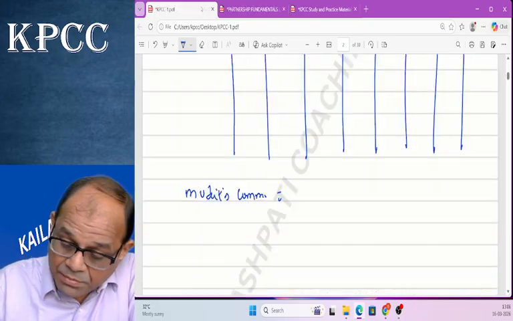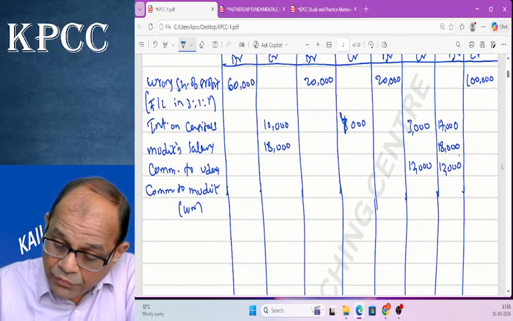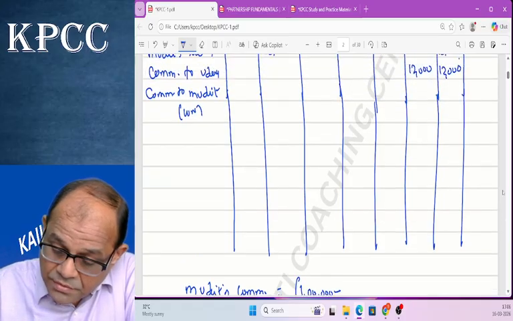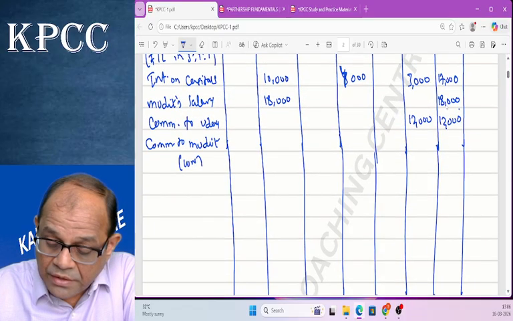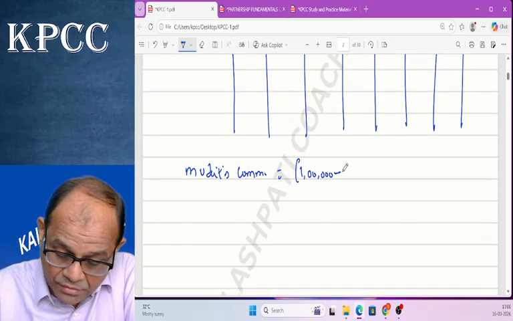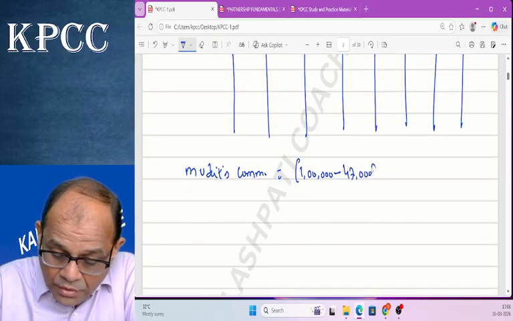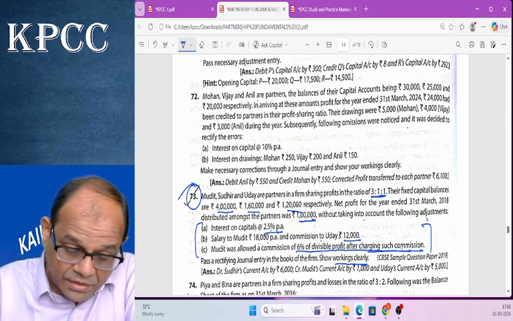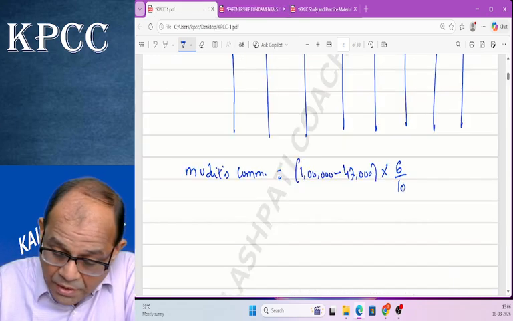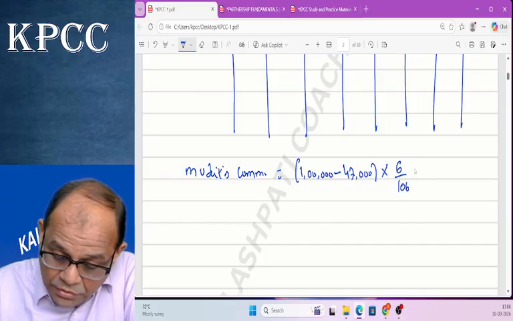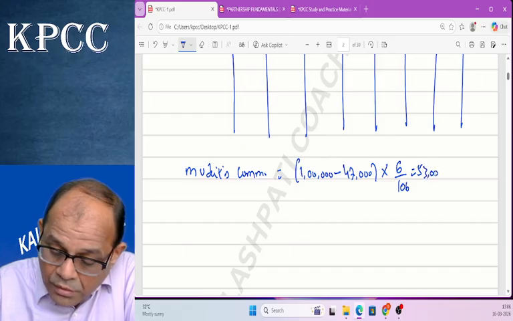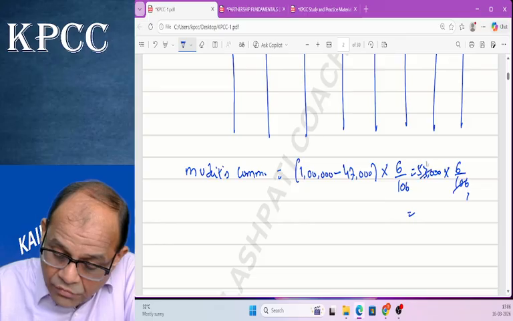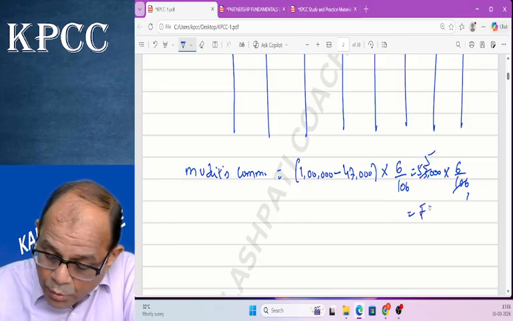This one I have already explained. Now how much net profit do we have? 1 lakh minus 17 plus 18, 35, 47, that is 53. Now into 6 by 106. So 53,000 into 6 by 106. 106 ones are 500 into 6. So rupees 3,000.